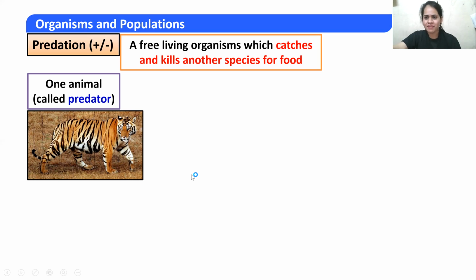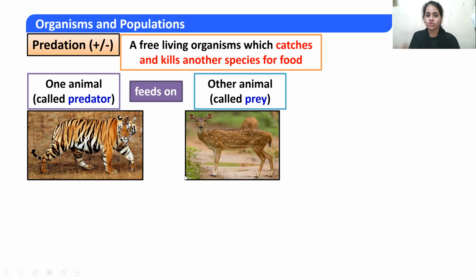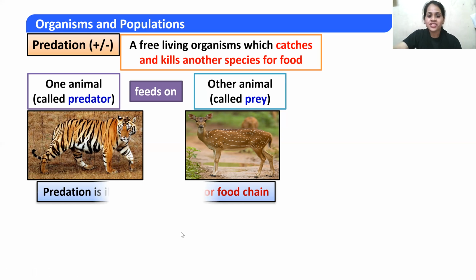So let us take an example. Very easy topic. One animal called predator feeds on the other animal which is called prey. The animal which is eaten is called prey, and the one that eats is called predator. So you should know the words predator and prey. Predator is the one who is going to eat the prey. Obviously the predator is going to get food, so it's going to get benefited, but the prey is going to get killed.